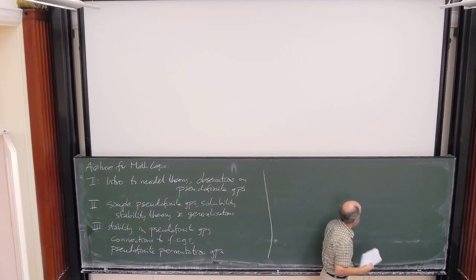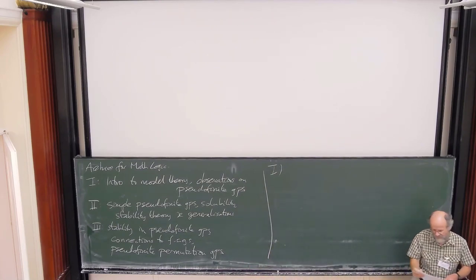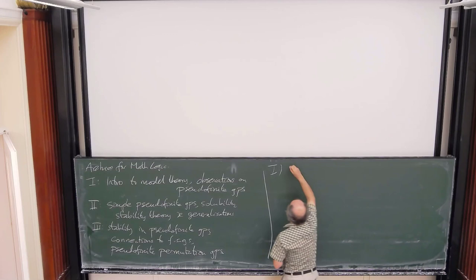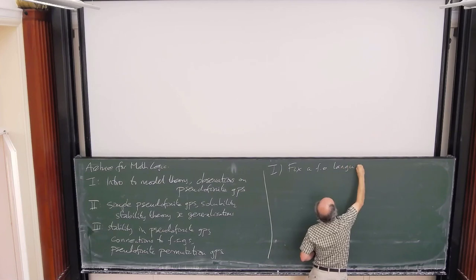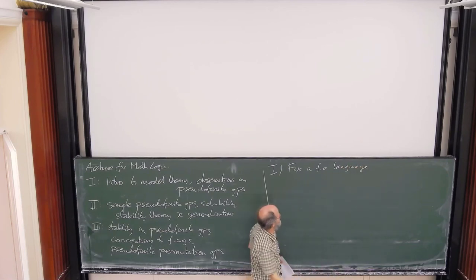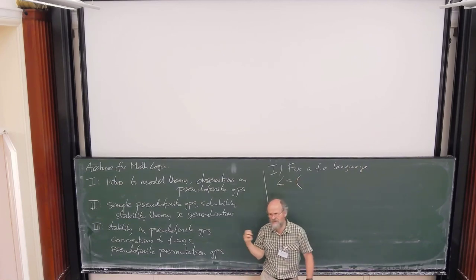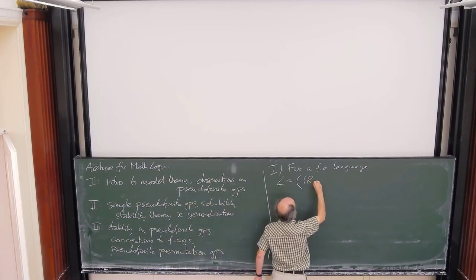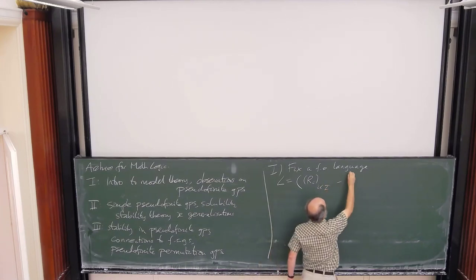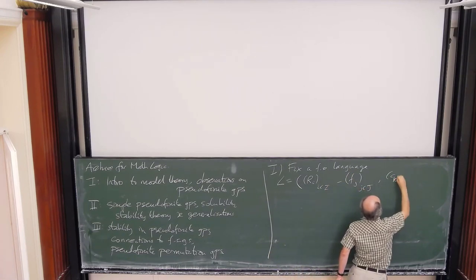So, to begin with the basics of first order logic, which I haven't really talked about so far. Fix a first order language. In a very general form, I'll call it L. It'll come with a bunch of relation symbols, function symbols, and constant symbols. So for now, a family of relation symbols indexed by some index set I, a family of function symbols indexed by J, and a family of constant symbols indexed by K.